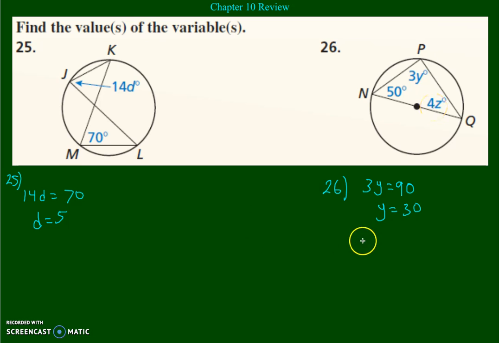Let's go ahead and write that. 50 plus 4z equals 90. Now if we subtract 50 from both sides, 4z equals 40. Divide by 4, z equals 10. That finishes problem 26. Let's move on to problem 27.